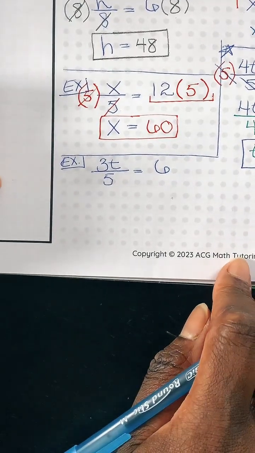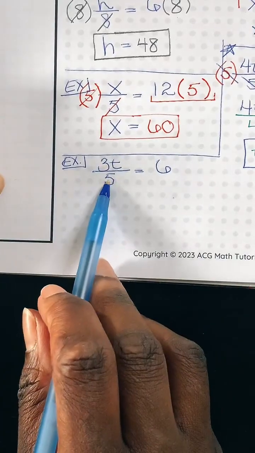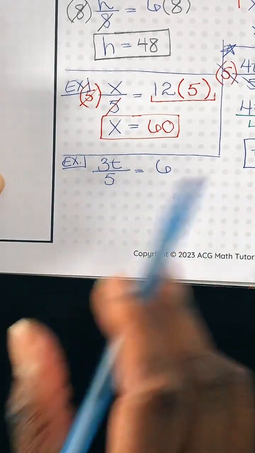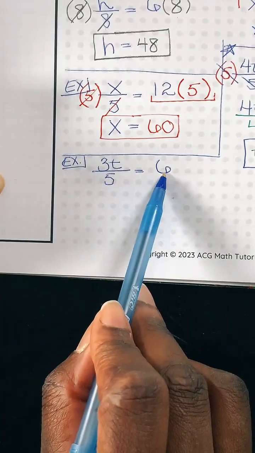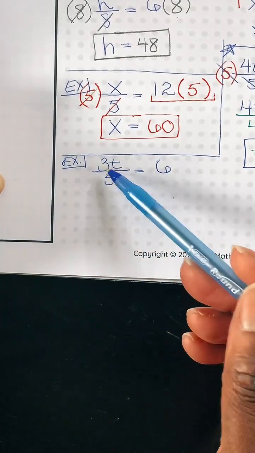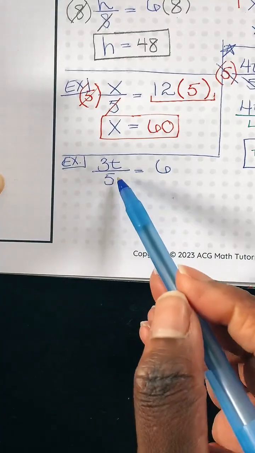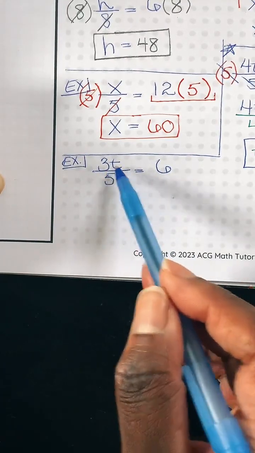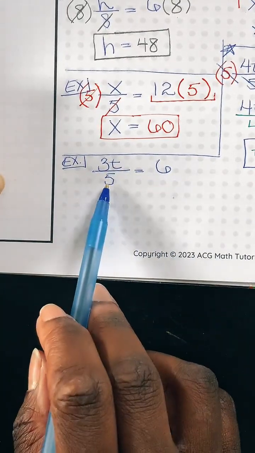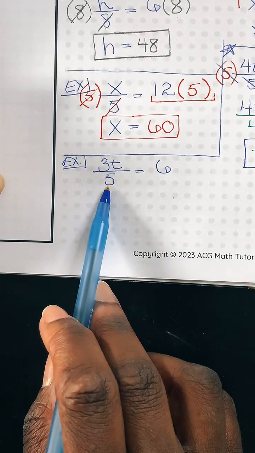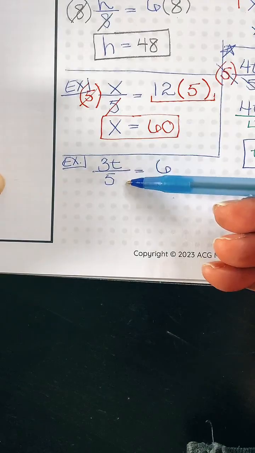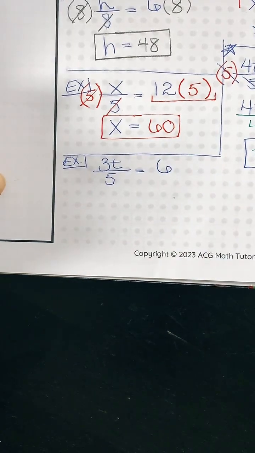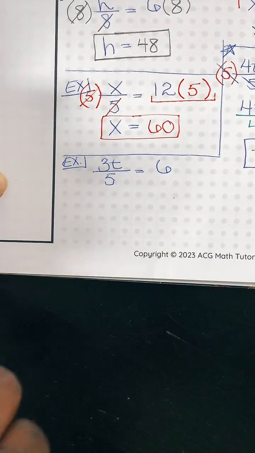All right, so 3t divided by 5 equals 6. So we got 3t. Someone's trying to interrupt your relationship with t, so we need to get rid of them. So since 3t is being divided by 5, that means we are doing what, guys?